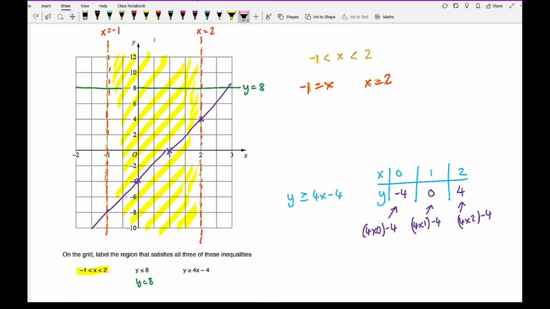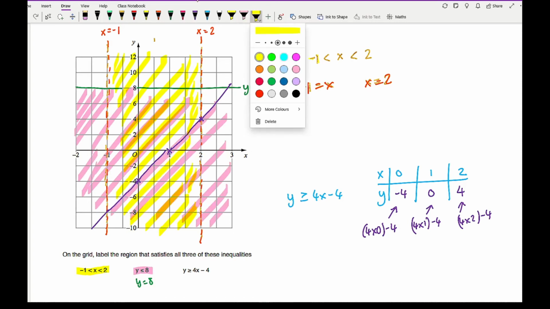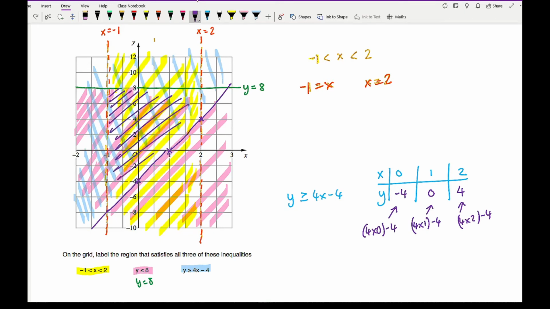Now for y is less than 8, that's going to be below the green line. So that's going to be this region here. And if I choose a different colour highlighter, let's go for blue. Here I'm looking for where it's above the diagonal line. So above the diagonal line is going to be this region here. Now what I'm looking for is a region that's shaded twice, and the area that's going to be shaded twice is this area here, which I'm just highlighting in purple.